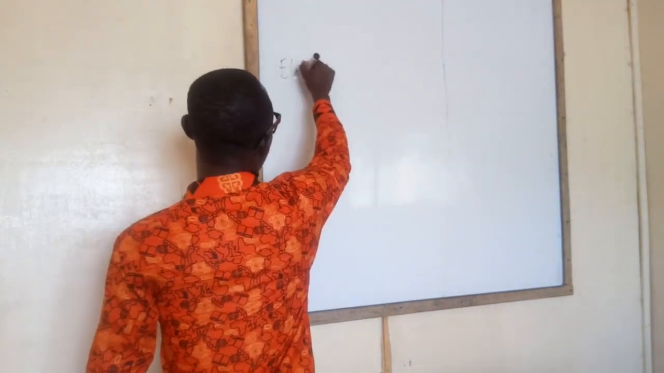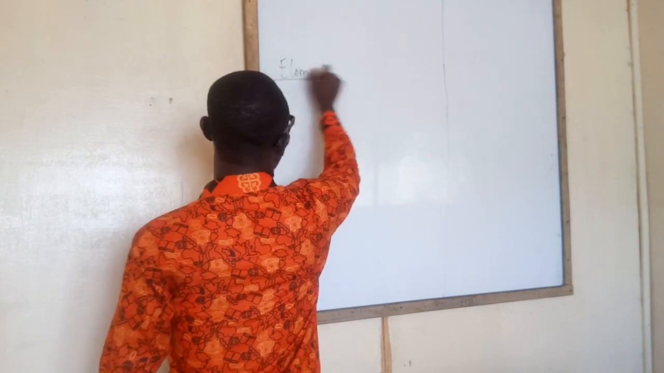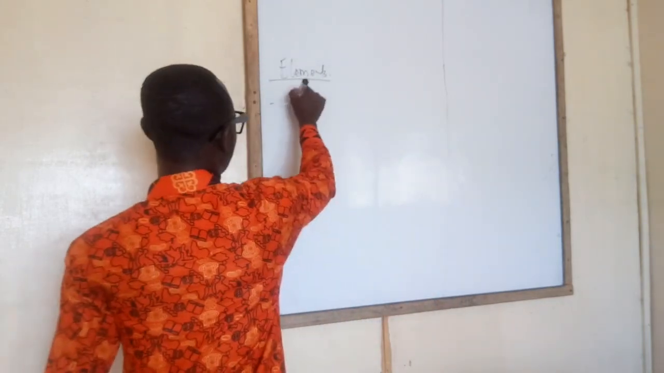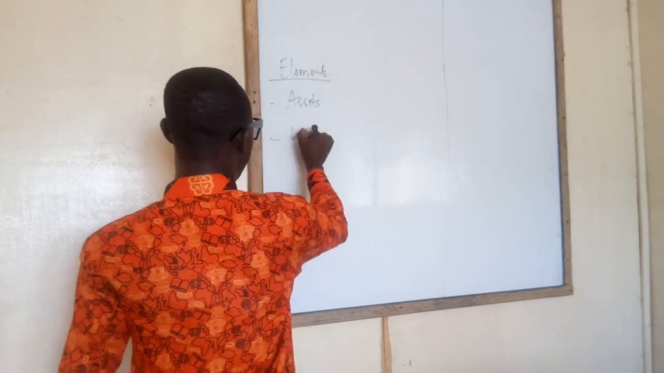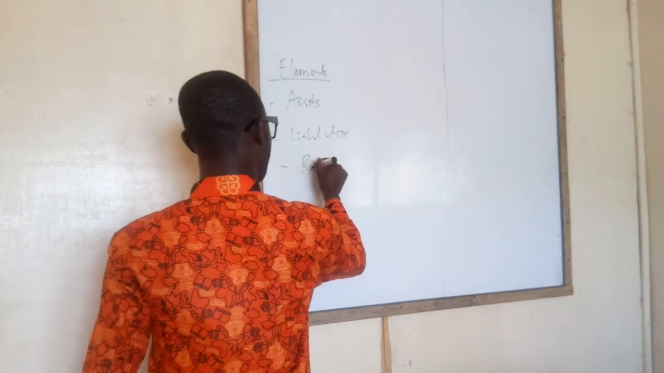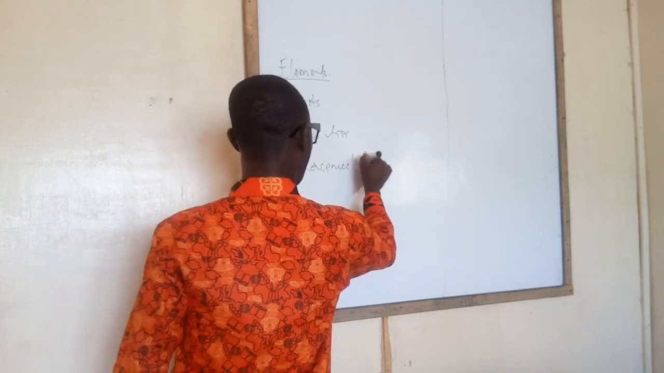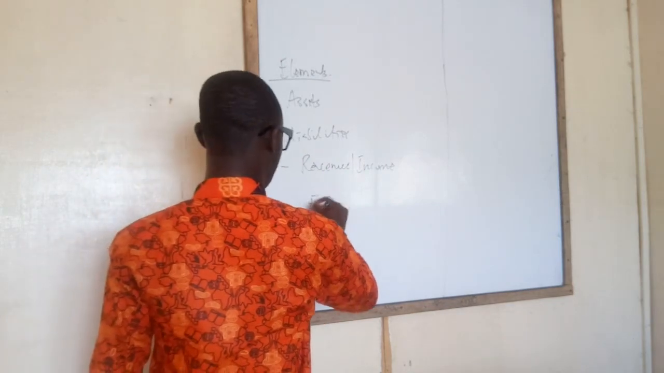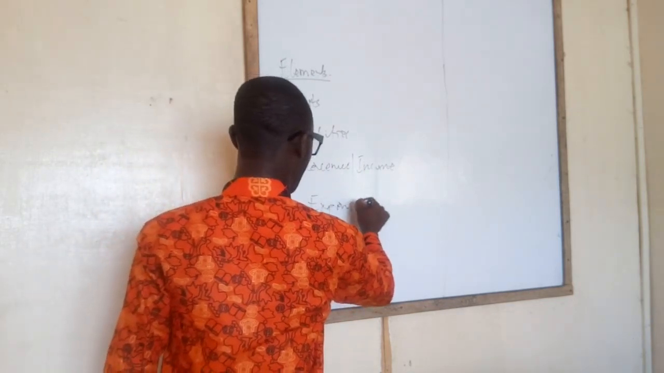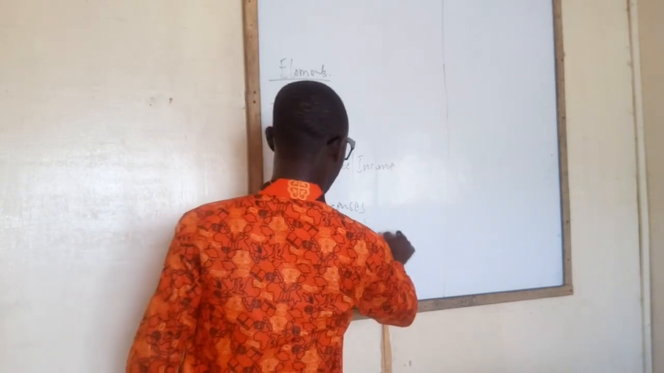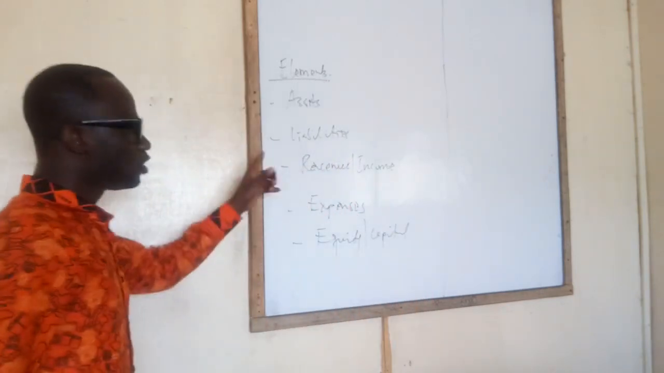Now, when it comes to financial statements, what are the elements in a financial statement? Assets, liabilities, revenue, or income, you're going to tell me the difference between the two, expenses, what else, equity, or capital. So what are assets?